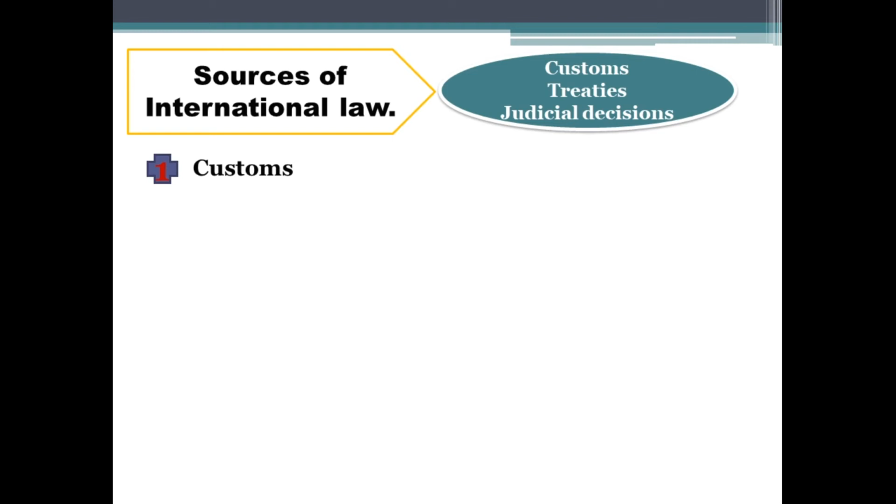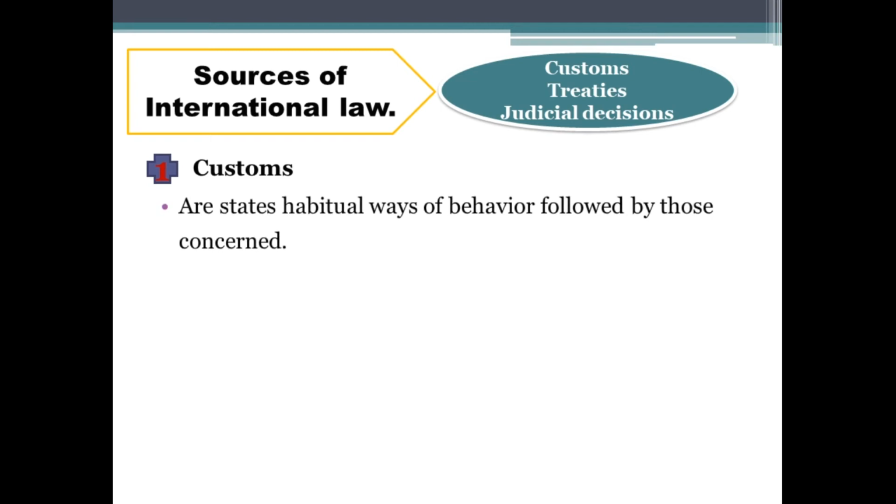Firstly, customs. Customary law is developed out of a practice by states of adhering to a particular custom out of a sense of obligation. Customary international law is therefore made up of rules that are derived from a general practice which is accepted as law. Therefore, international customs are habitual ways of behavior followed by those concerned states.